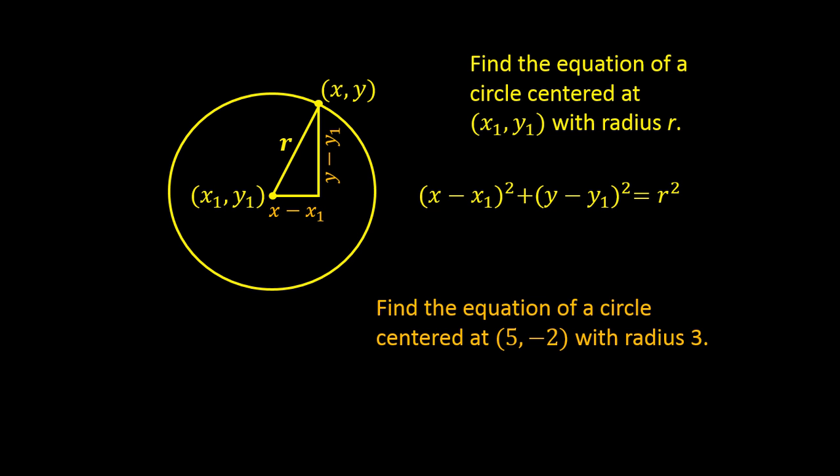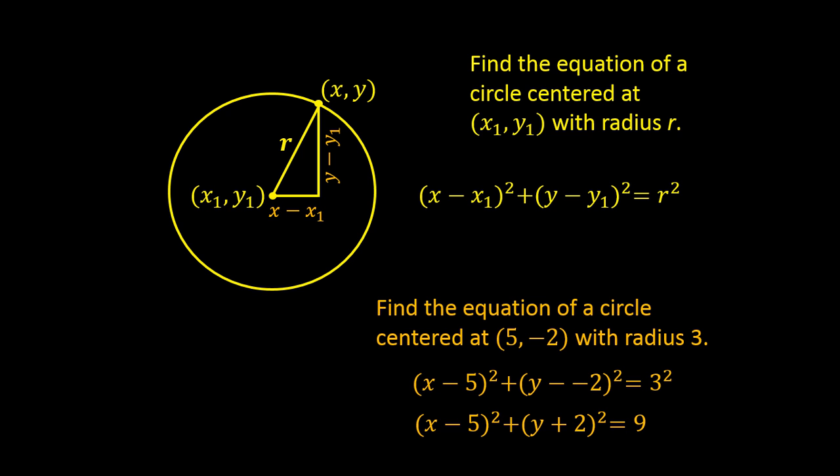So how can we use that to find the equation of a circle centered at 5, negative 2 with a radius of 3? Well, x sub 1 and y sub 1 are the center of the circle. So x minus 5, because 5 is the x coordinate of the center, squared, plus y minus negative 2, because negative 2 is the y coordinate of the center, squared, equals 3 squared, because 3 is our radius. And if we clean that up just a little bit, we get x minus 5, quantity squared, plus y plus 2, quantity squared, equals 9. So we have an equation that describes every point that's on that circle.